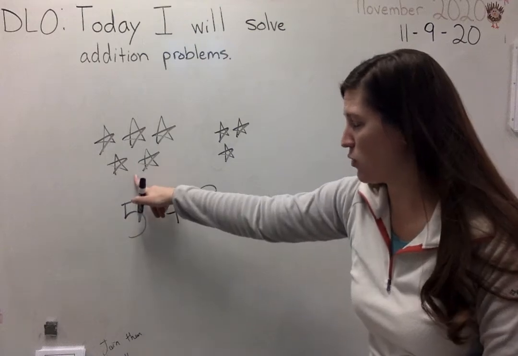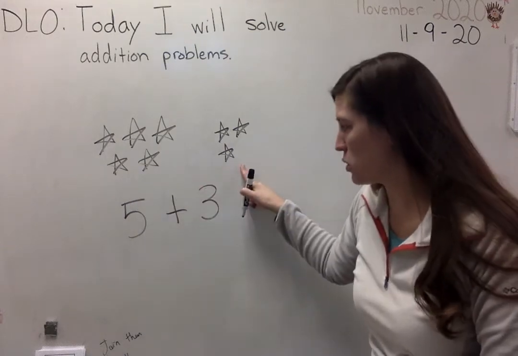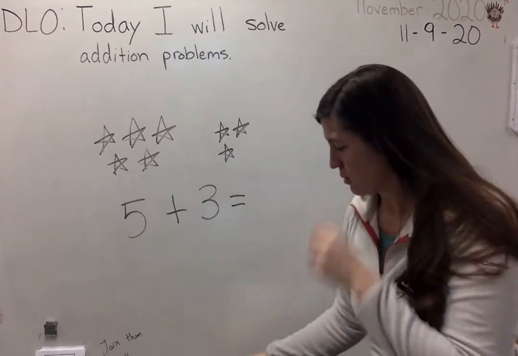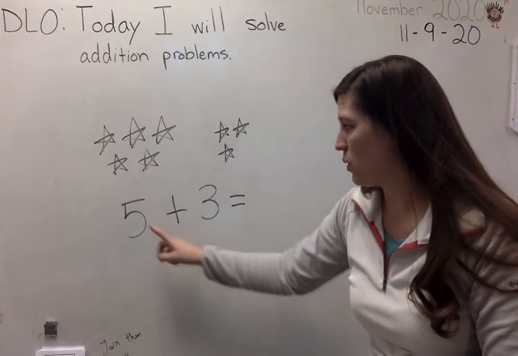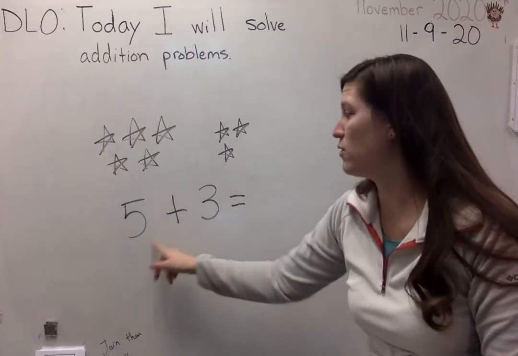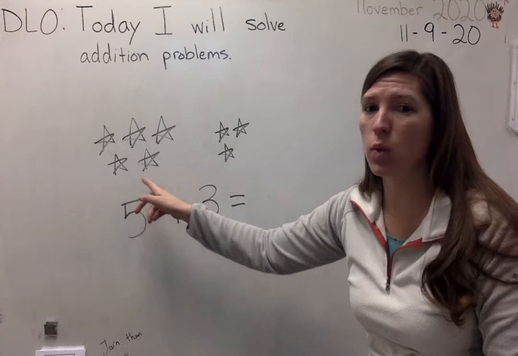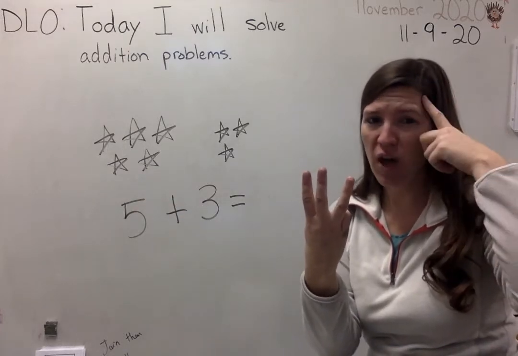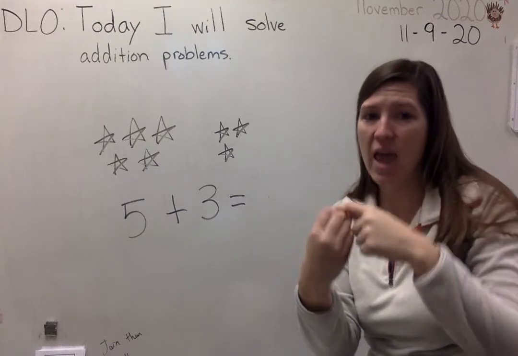I saw 5 starfish on the beach. I saw 3 more starfish. How many starfish all together? Which number is greater? 5 or 3? 5. 5 is greater than 3 because 5 is more. 5 in your head, 3 in your hand. Let's count up. 5, 6, 7, 8.